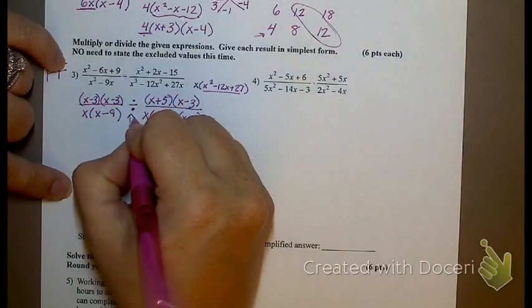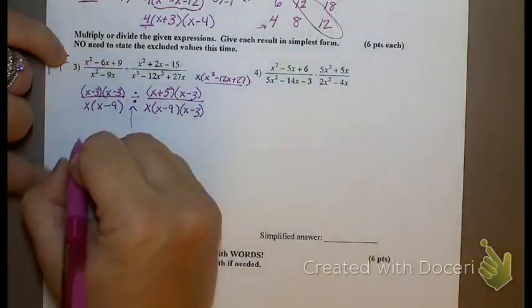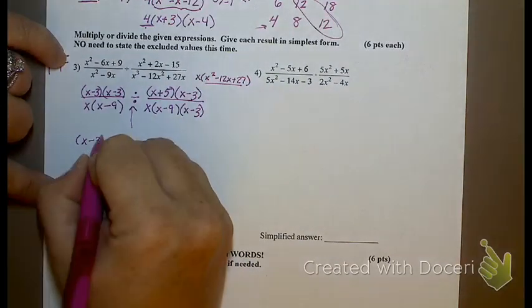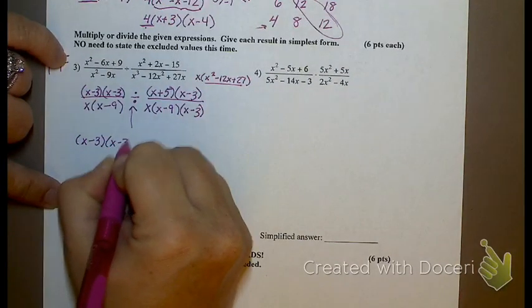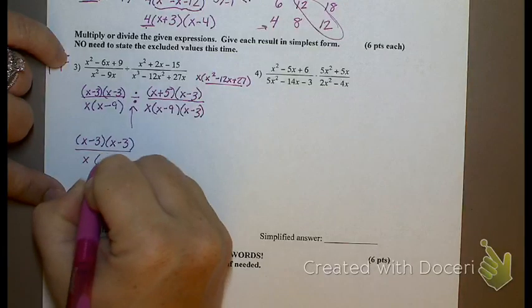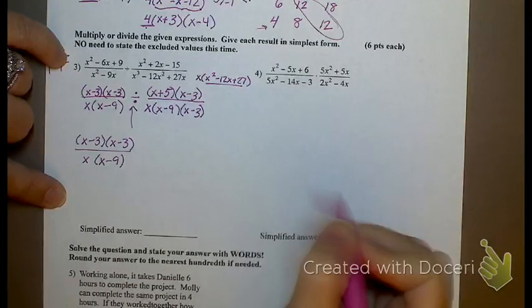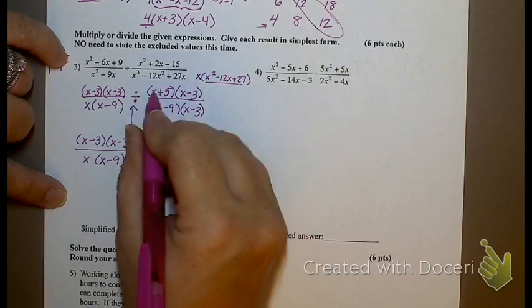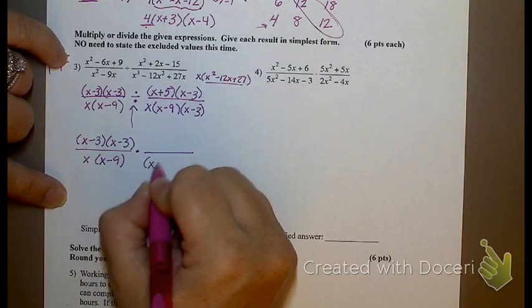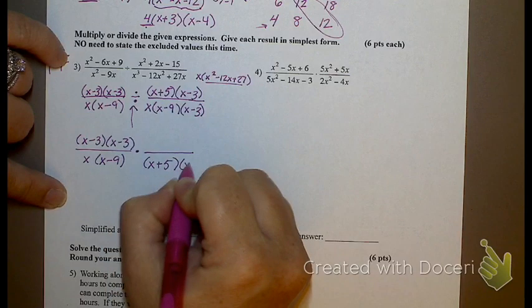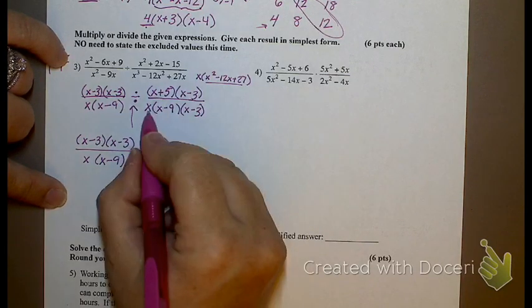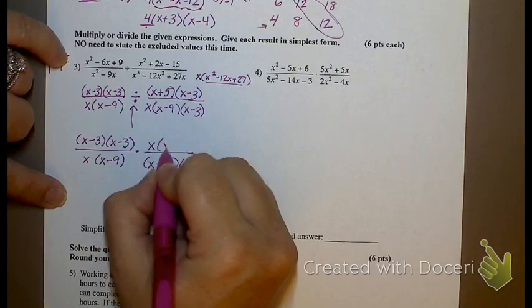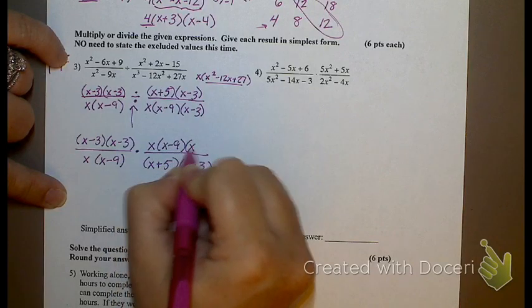No. I have not flipped. So I have x minus 3, x minus 3. I have x and x minus 9. Nothing changes there. On this side, I change it to multiplication, and I have to flip it upside down. So x plus 5, x minus 3 goes here. And that stuff goes up here. X minus 9, x minus 3.